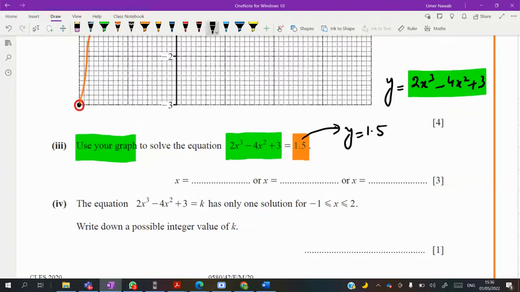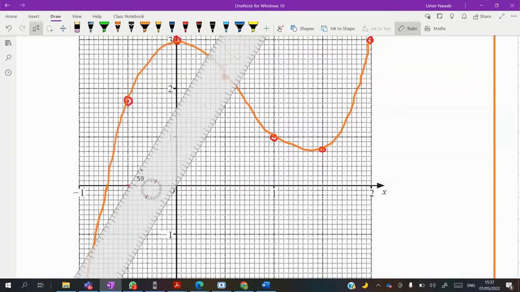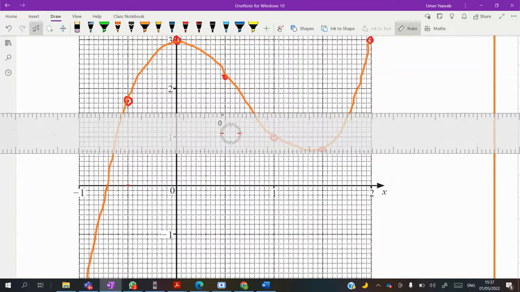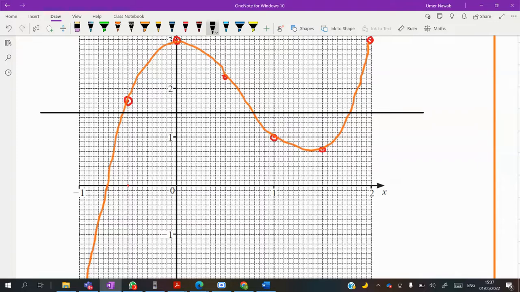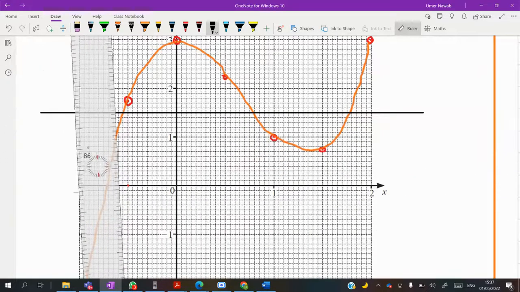I need to draw this line. y is equal to 1.5. Now place my ruler on 1.5, and you can see this line will cut the graph how many times? Three times. So I can say there are three possible solutions. An examiner will provide you three possible answering spaces.